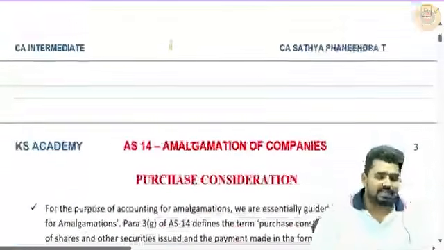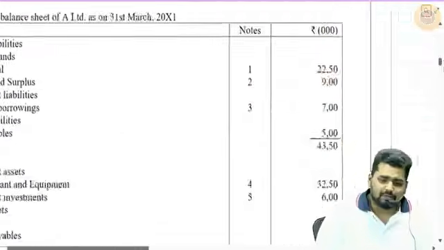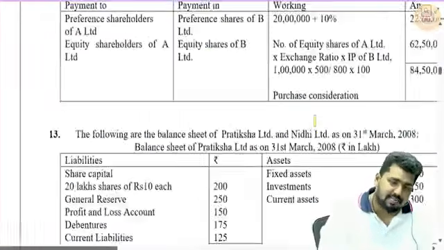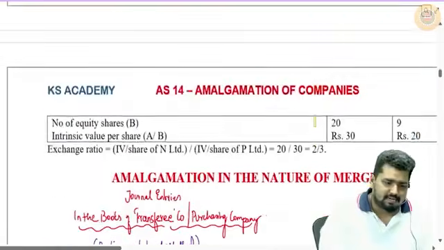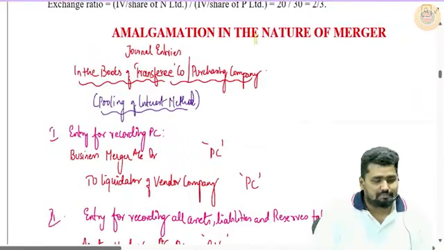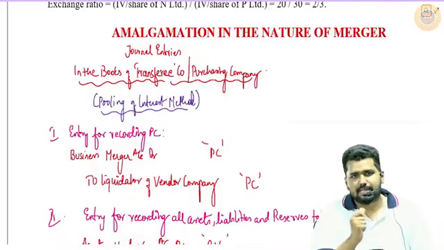Sir, what are the journal entries we are going to pass, sir? Shall I teach you very quickly? Listen to me. After I teach you the concept, then I will come to the PC calculation. Okay. Point number 1: amalgamation in the nature of merger. Top 3 journal entries are there. Any sum, first 3 entries you have to pass. It will be very easy.